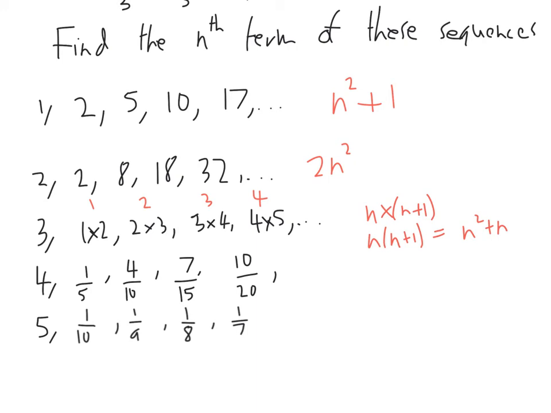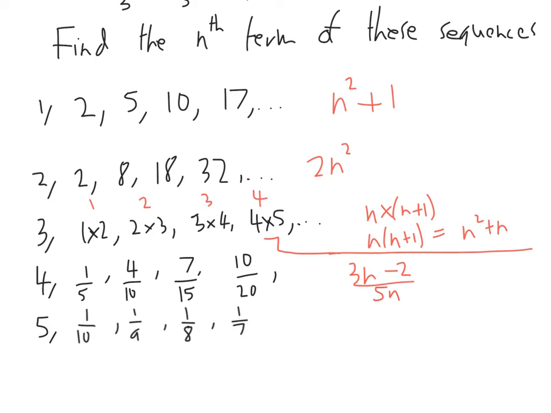Number 4, and we'll separate these into numerators and denominators to find the rule. On the numerator, it's going up by 3s, like the 3 times tables. So 3n. And then it's smaller than the 3 times tables: 3, 6, 9, 12. It's 2 less, so it would be 3n minus 2 on the numerator. And the denominator is the 5 times tables. So it would be 5 times the term number, 5n.